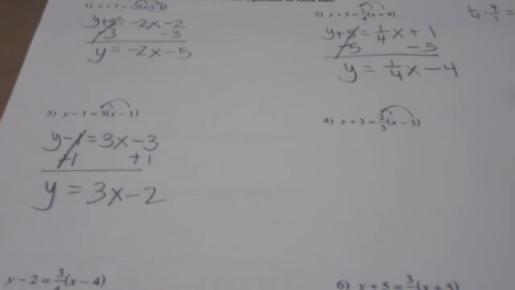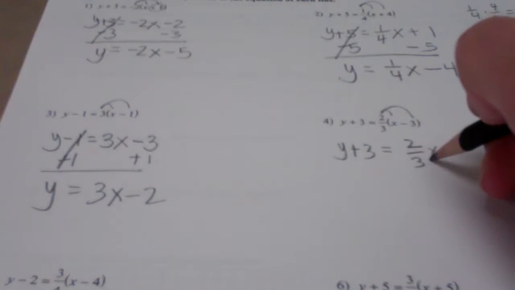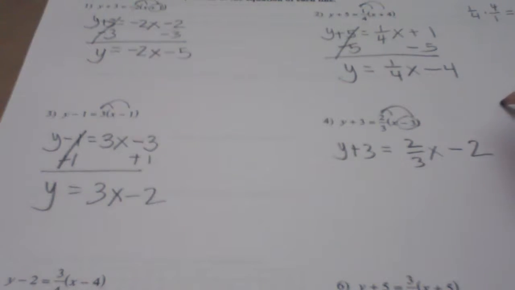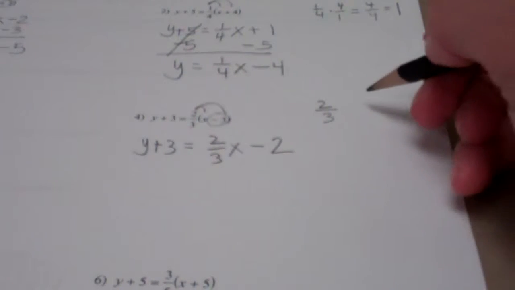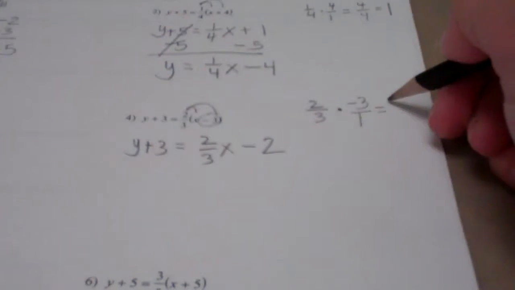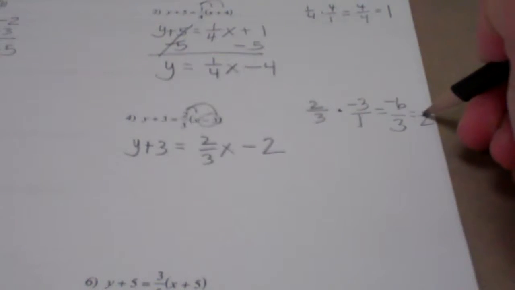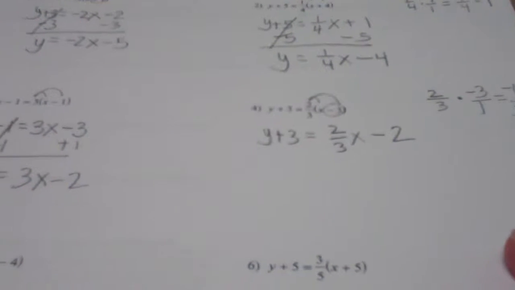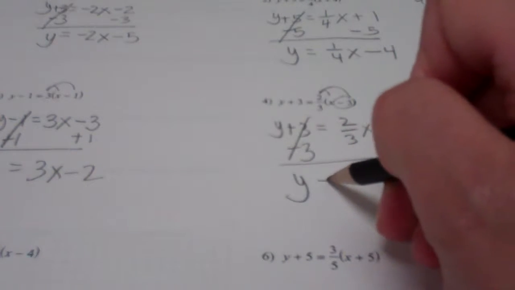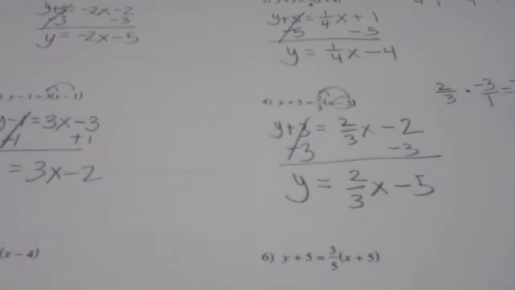Multiply 2/3 times x minus 3. Let's bring down our y plus 3 equals 2/3 x. This is positive times a negative, so minus 2. Again, multiplying 2/3 times negative 3 into a fraction. 2 times negative 3, negative 6. 3 times 1, 3. Reduce, negative 2. So that's what I put here, minus 2. We're not done yet. I still need to subtract my 3 from both sides. Bring down my y, my equals, my 2/3 x, and negative 2 minus 3 is negative 5.